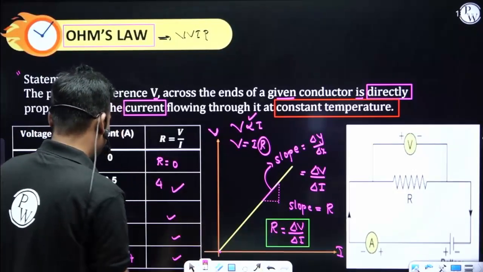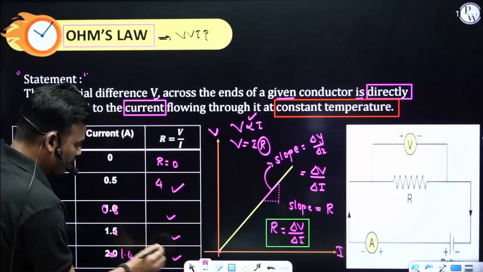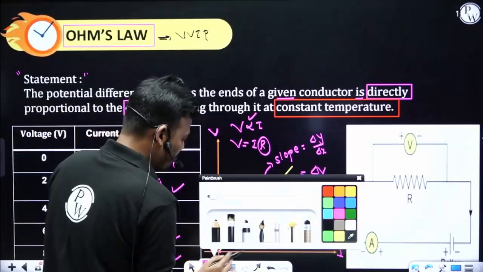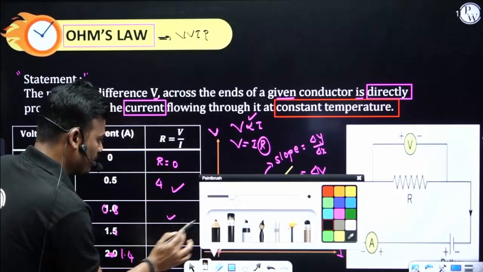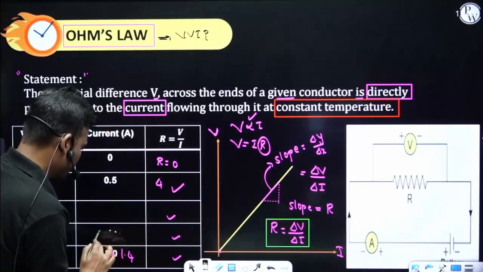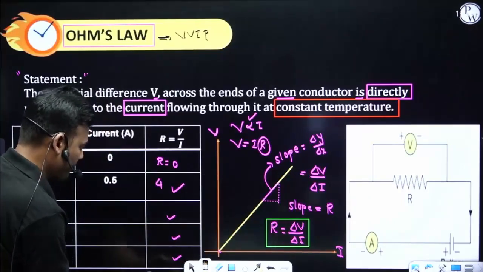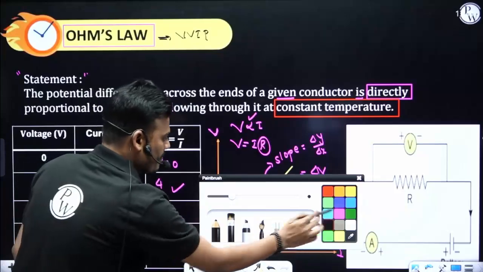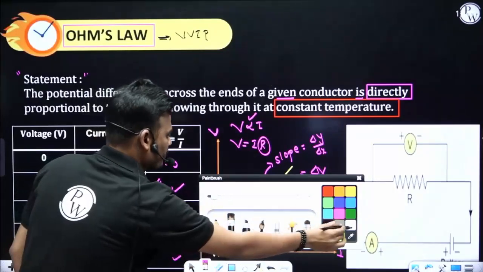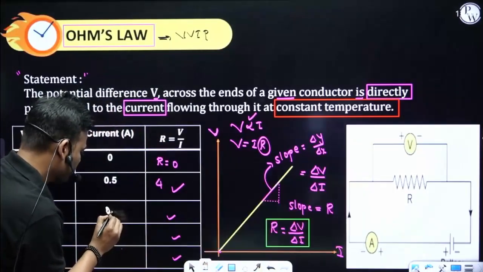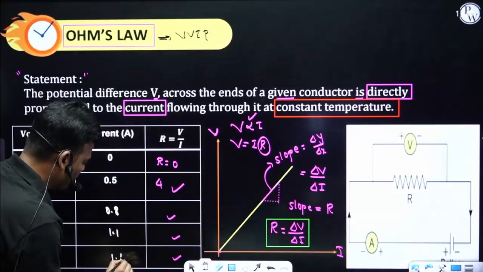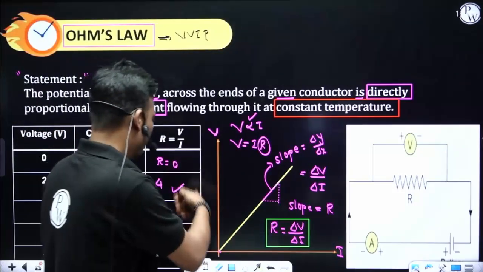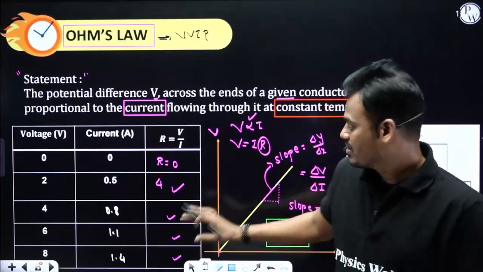So try to solve these questions. I'll write one more time to avoid the confusion. This is 0.8, this is 1.1, and this is 1.4. So try to solve this one. You'll be getting the same kind of graph.